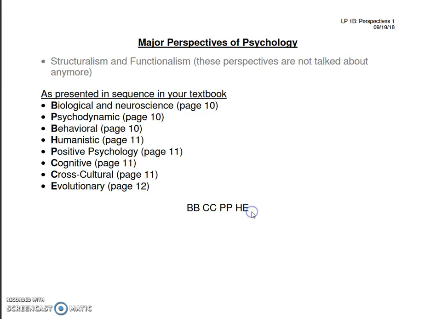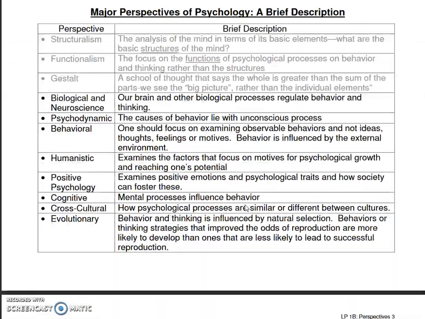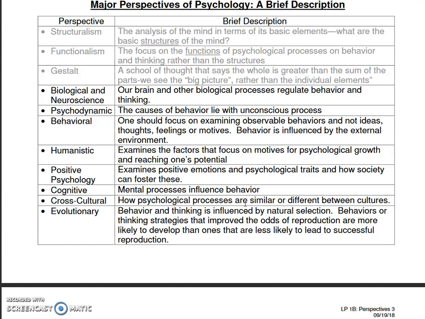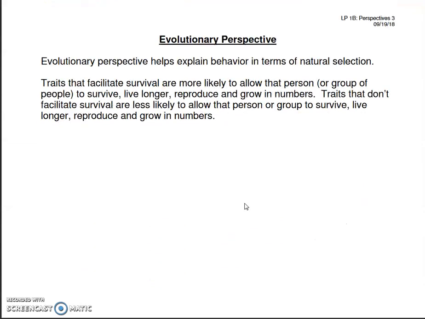Once you have the name, add a description of the different perspectives of psychology, give some examples of those different perspectives and what it helps explain. So again, like the last two, here is a brief description of the different perspectives of psychology. The evolutionary perspective helps explain behavior in terms of natural selection.